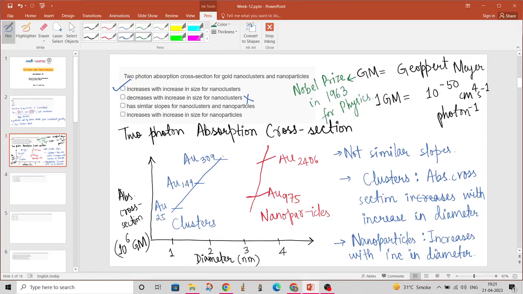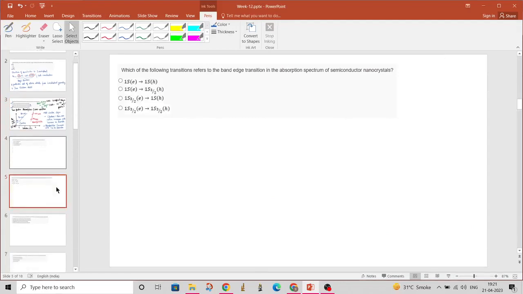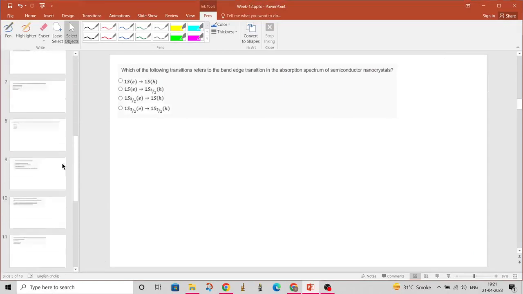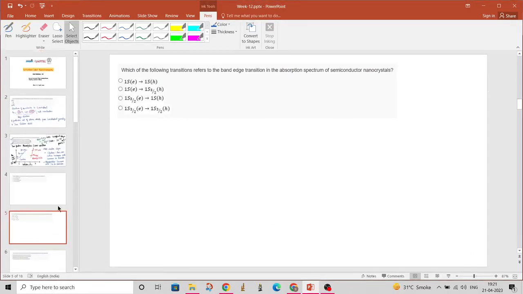Okay, so to answer this question, the correct options are A and D, of course, both. So for both clusters and nanoparticles, the absorption cross-section increases as we increase the diameter or the size of the particle. Let's move to the next question.